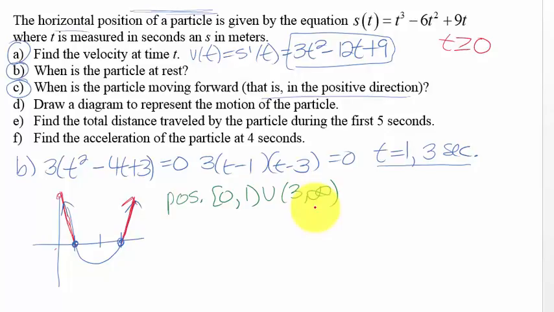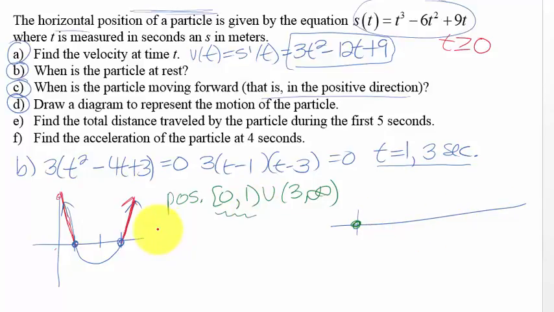Okay, so now we're supposed to draw a diagram to represent the position of the particle. So let's make a diagram. We'll put a number line here, and if we use the position function, which is right up here, at 0, it's 0. So we're going to have this particle start right here, and on the interval from 0 to 1 is positive, so this is moving to the right.